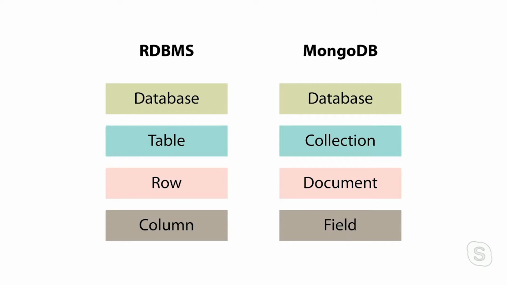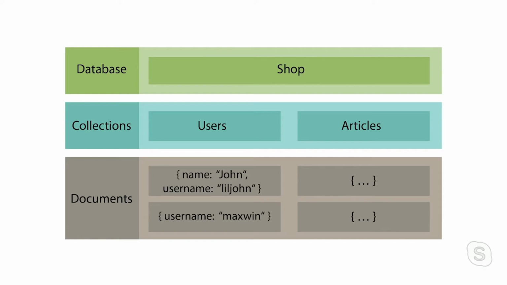Another example of how you can imagine it: you've got, for example, database shop, which got 2 collections in this case, users and articles, and each of these collections got documents which are in JSON format. In here you can see that, for example, the second document in the user collection got different fields than the first. So as you can see, it's schemaless, so every document can have completely different fields.